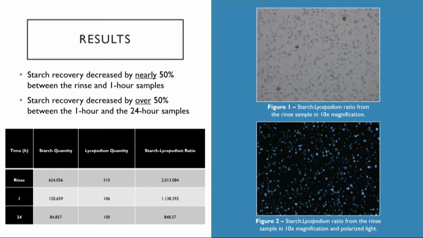Looking again at the figures, you can see that the white granules in the top are the starch granules and the yellow granules are the lycopodium tracers.